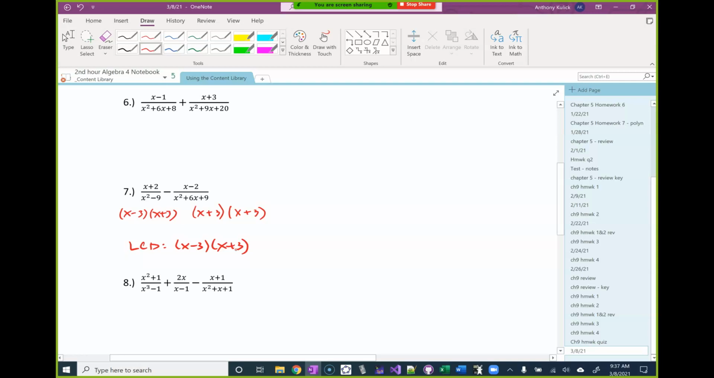So if I look at the first fraction, I have an x minus 3. And I have an x plus 3. But I'm missing my second x plus 3.